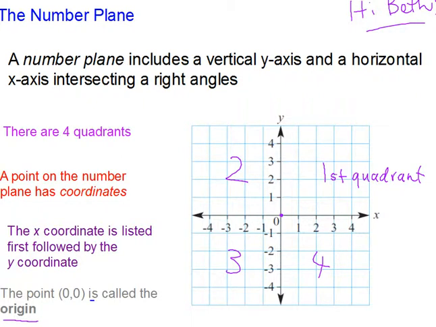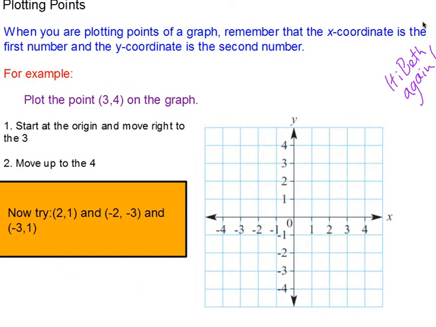So let's have a look at a few examples. We're going to plot the point 3, 4 on this number plane here. So the first thing we do is we start at the origin, and we always do the x. The first number in the coordinates is always the x. So this 3 here refers to how far along the x-axis you go. So we're going up to 3 on the x-axis.